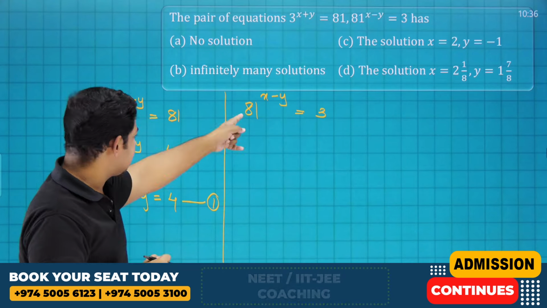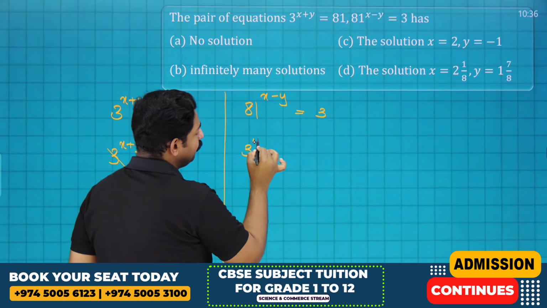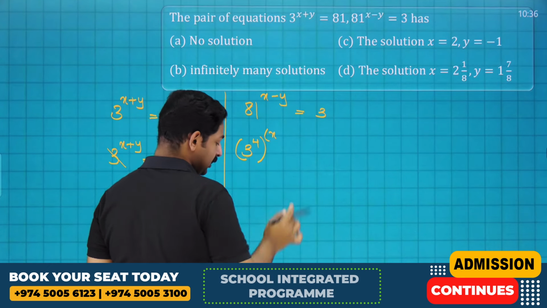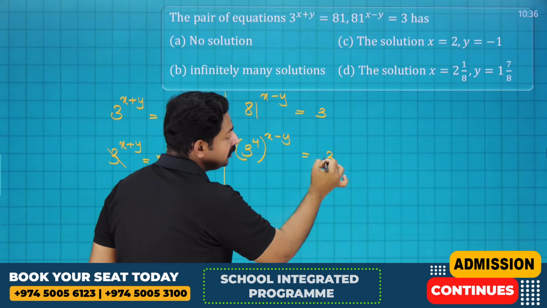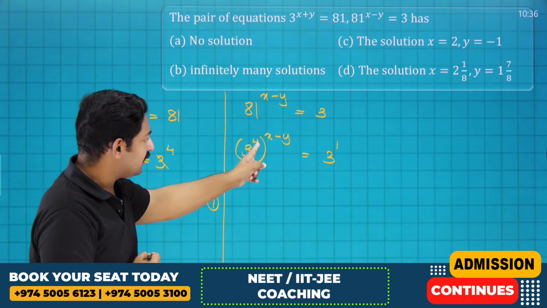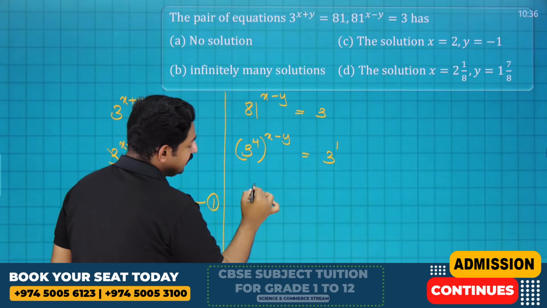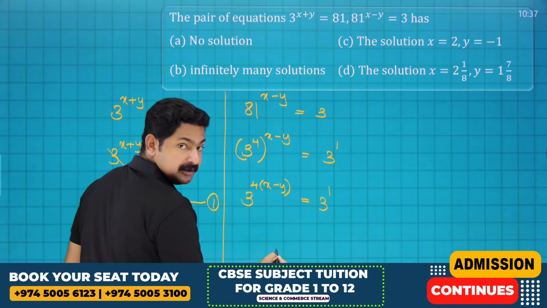In a similar way, 81 can be written as 3 raised to 4. So 3 raised to 4, the whole raised to x minus y, is equal to 3. 3 can be written as 3 raised to 1. Now a raised to m, the whole raised to n, is a raised to mn. So 3 raised to 4 into x minus y is equal to 3 raised to 1.